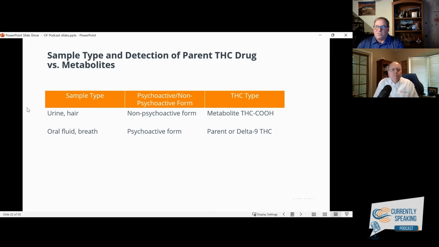And so, very simple chart that I think people need to understand: when you're dealing with urine and hair, you're dealing with the metabolite. When you're dealing with oral fluid and breath, you're dealing with the parent, or the psychoactive form of the drug.